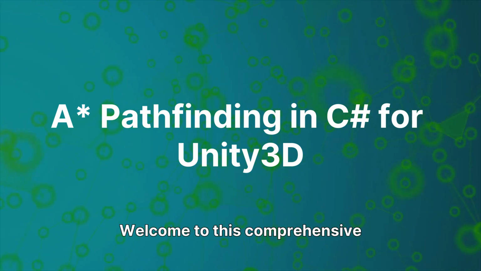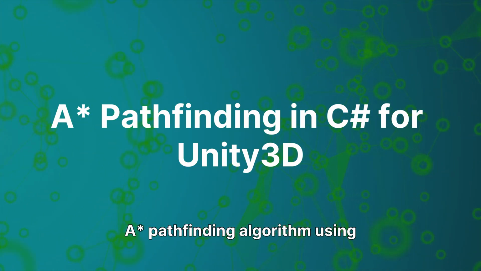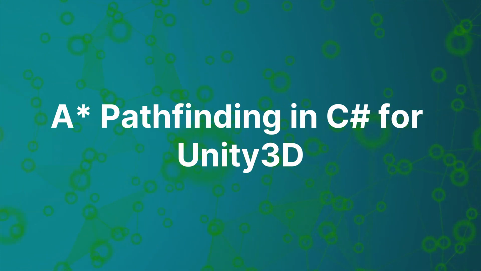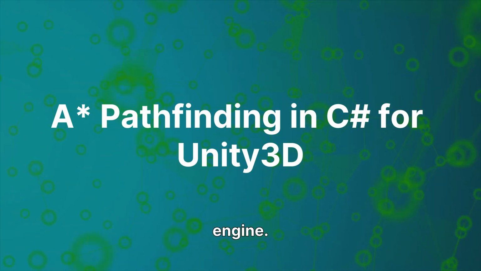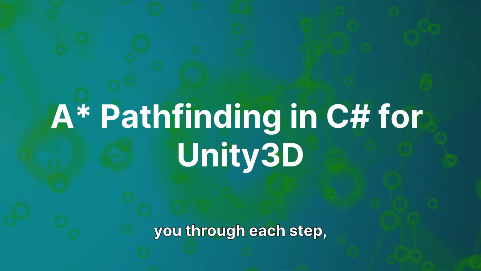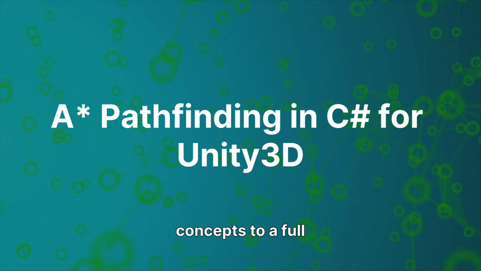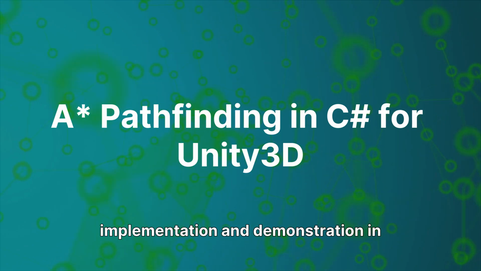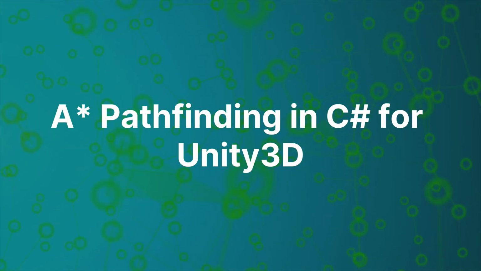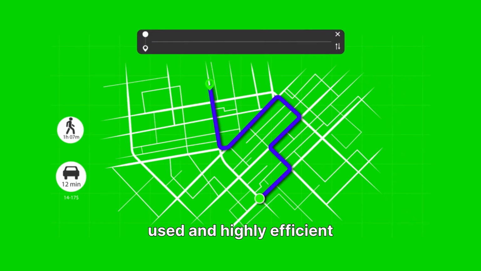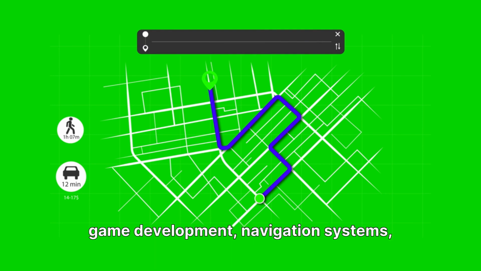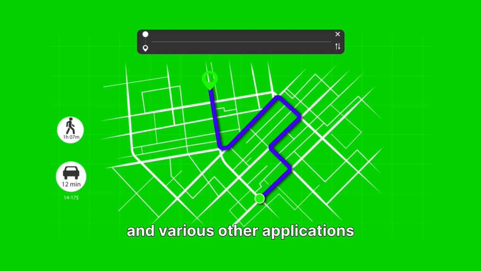Welcome to this comprehensive guide on implementing the A* pathfinding algorithm using C# within the Unity 3D engine. This tutorial will walk you through each step, from understanding the core concepts to a full implementation and demonstration in a Unity project. A* is a widely used and highly efficient algorithm for finding the shortest path between 2 points in a graph or grid. Its effectiveness makes it an essential tool for game development, navigation systems, and various other applications requiring optimal route planning.